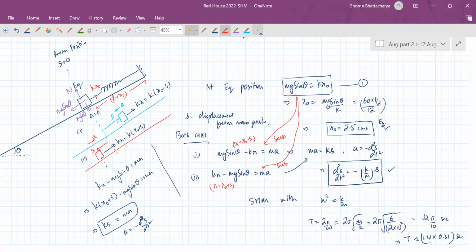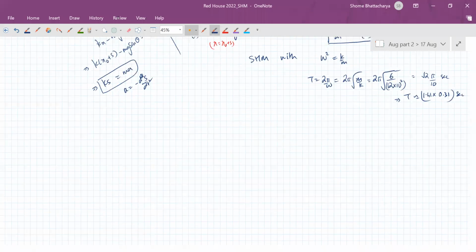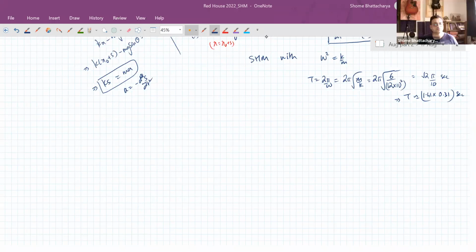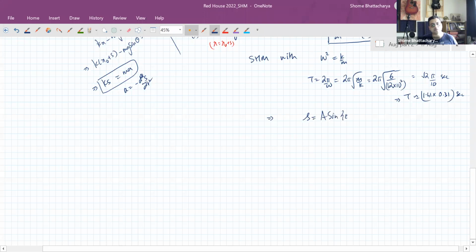Okay, very good. Now remember, once you've got the time period, the rest of the things, amplitude and phase constant, will not depend on the dynamics. It will depend on the initial condition. So s is equal to some amplitude into sine of (omega t plus phi), where omega's value we know is root k by m. Root k by m would have been how much? 10 root 2 radians per second.